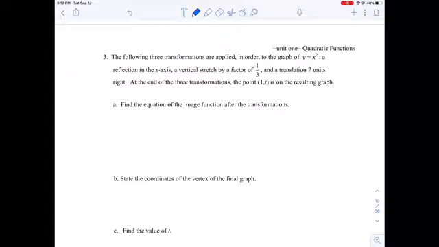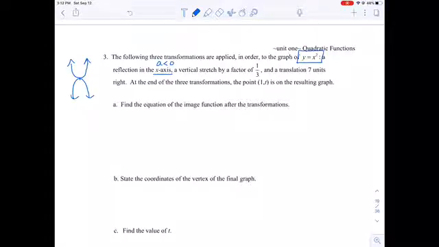Okay, for this next question, what we want to do is go through and apply these transformations. It says we start with the graph of y equals x squared. First off, we're going to do a reflection in the x-axis. So reflection in the x-axis means if our y equals x squared was opening upwards, our x-axis is the mirror. It is now opening downwards, so a is less than 0. Our a value is then negative. So it says, find the equation of the image function after the transformation. So I know that my a value is going to be negative.